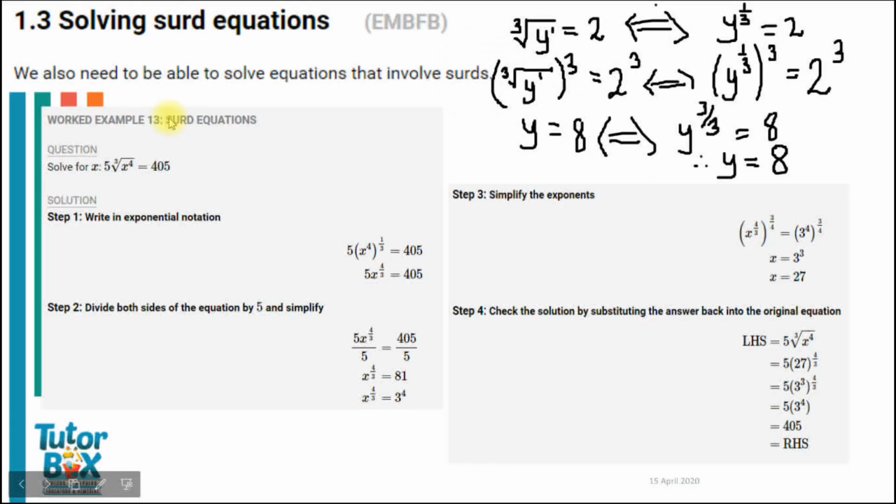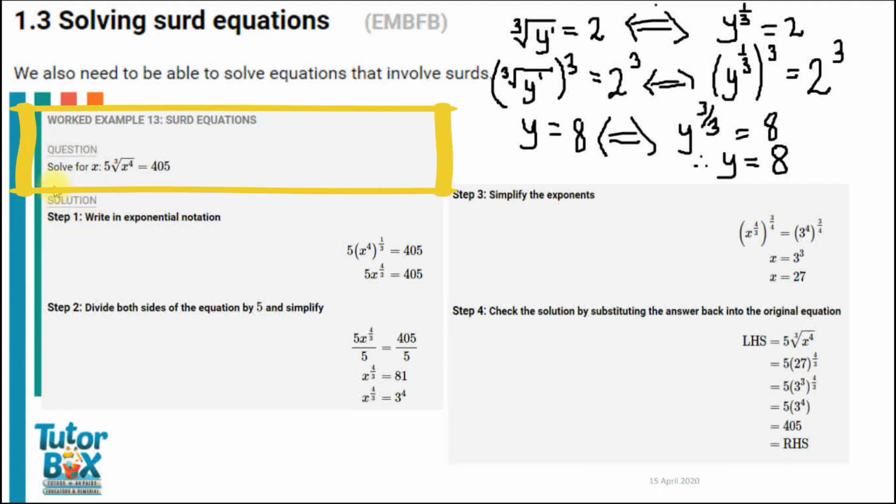Alright guys, so next up we have solving surd equations. We also need to be able to solve equations that involve surds. Okay, so let's just look at this example here. We have solve for x, and our equation is 5 times the cube root of x raised to the power 4 is equal to 405.